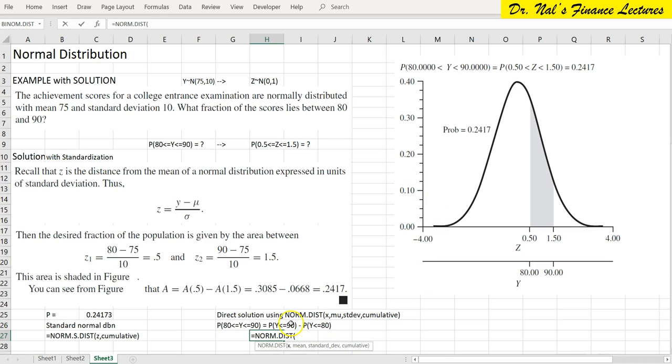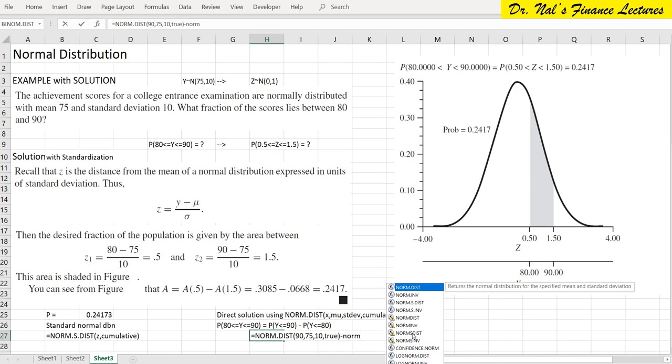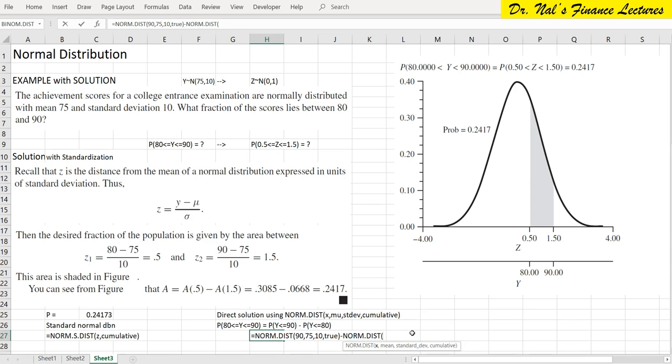What is the x? X is 90, or the y? Y is 90. What's the mean of the distribution? 75. What's the standard deviation of the distribution? 10. And then we will say true. So it will give us the area to the left of 90, minus from that subtract NORM.DIST, again 80, 75, 10, true, the area to the left of 80. That's it. That gives us the same answer. So you guys can see that either way we got the correct answer.